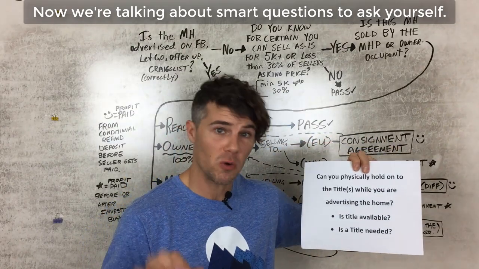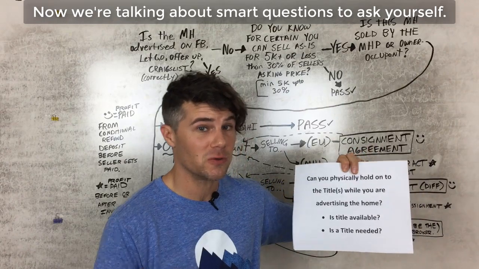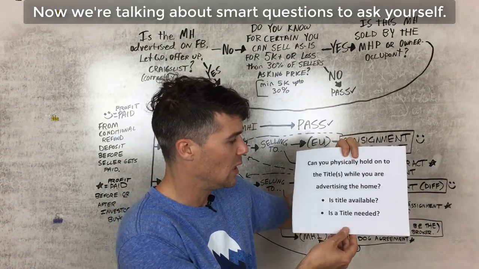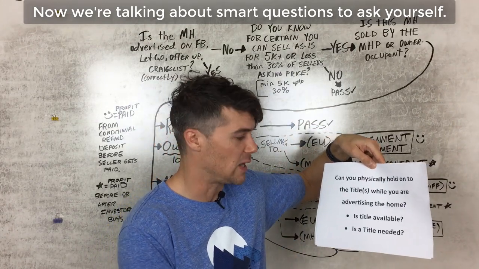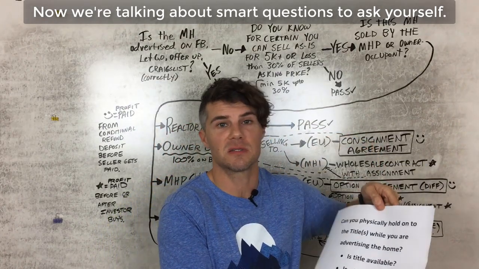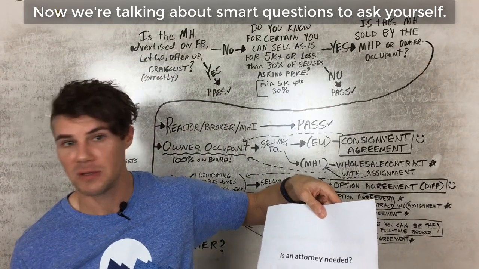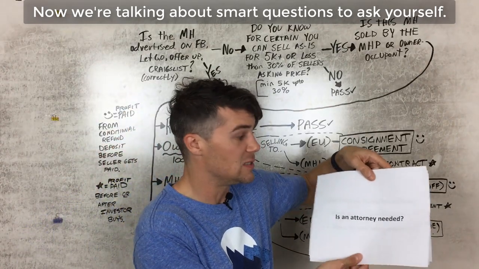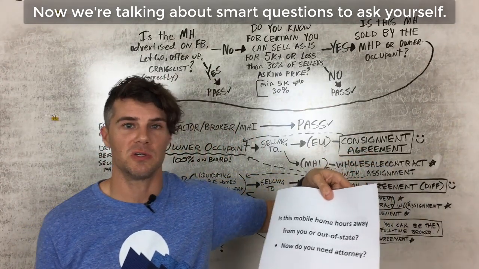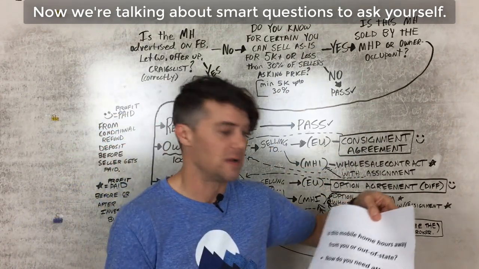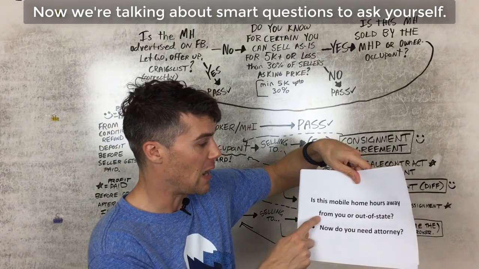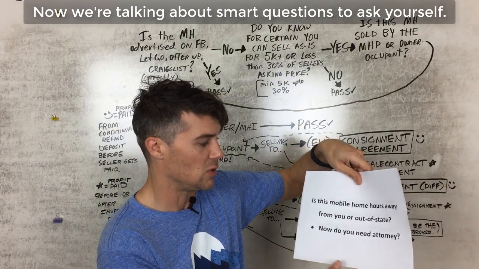Some sellers are okay with this, and most sellers are not okay with this because they really just don't trust you. Is there a title available? Are they the ones on the title or are they not the ones on the title? Is a title needed? In some states, a title isn't even required depending on the age or the state. Is an attorney needed? That's a great question depending on who you're working with and how much they trust you and if you're doing this out of state. Is the mobile home hours away or is it out of state or close by?